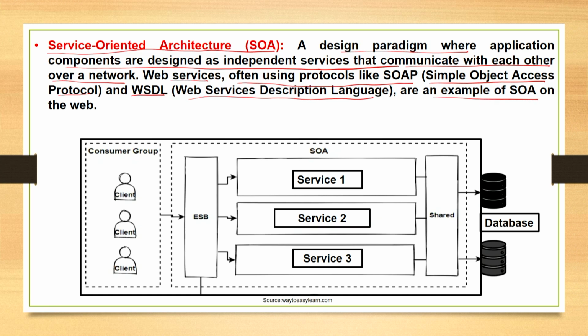These are examples of service oriented architecture on the web. In the consumer group we have a number of clients, and these are the various types of services that will be requested, and from the database it can be accessed. So, these are the different types of architectures of WWW. The simplest one is the client server, the second one is the 3-tier, and the third one is the service oriented architecture, or you can call it SOA.